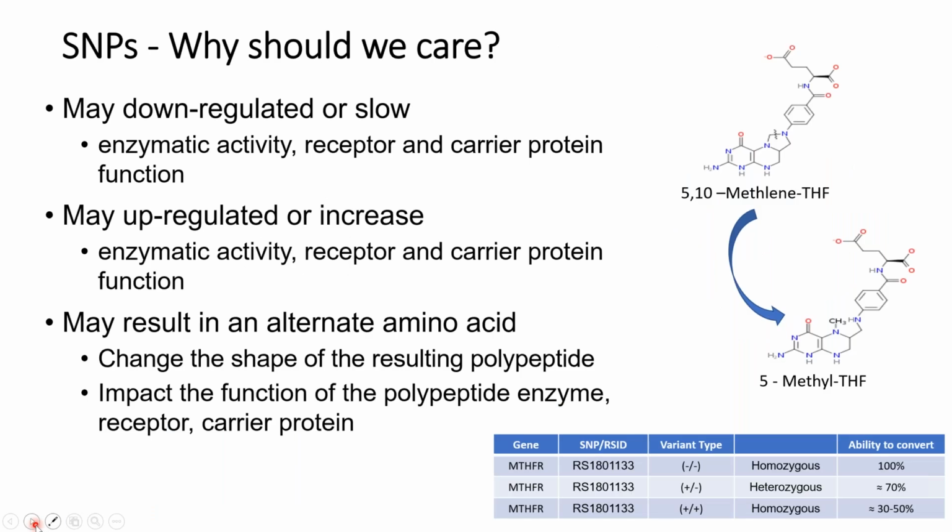So the big question is, why should we care? What SNPs will do, what these variations or mutations will do, they're either going to slow down receptor and carrier protein function. They can slow down the production of enzymes, or they may speed up specific enzymes.